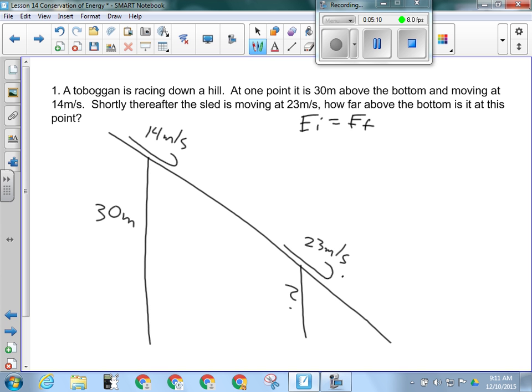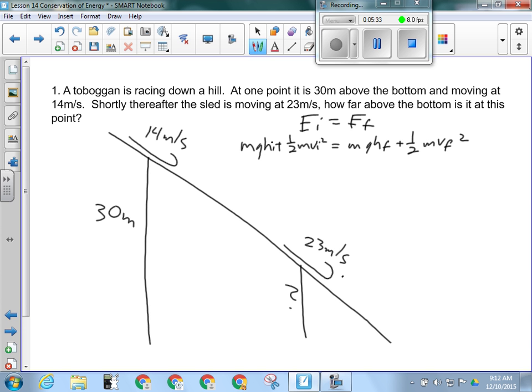So we've got initially both kinds of energy. mghi plus 1/2 mvi squared equals mghf plus 1/2 mvf squared. None of those are 0, so we have to keep them all. What can I get rid of?